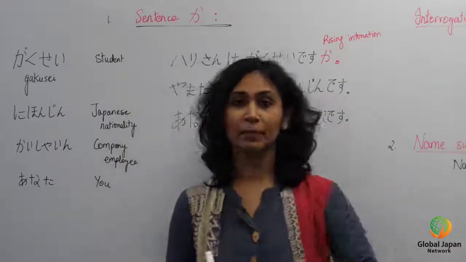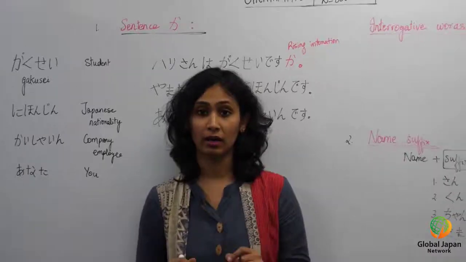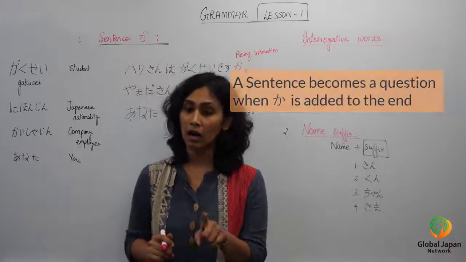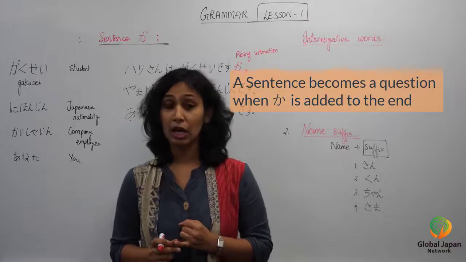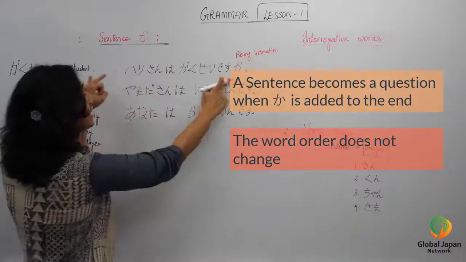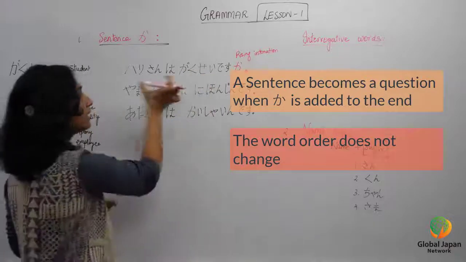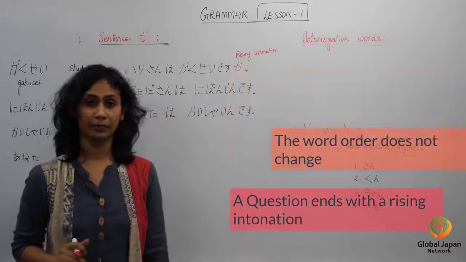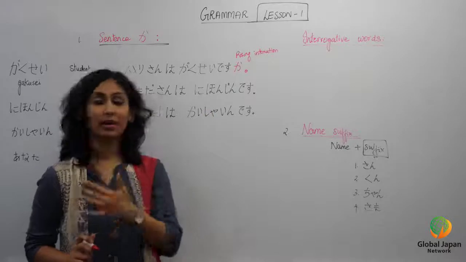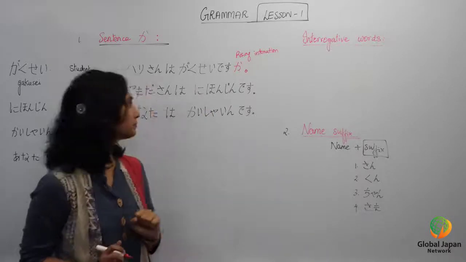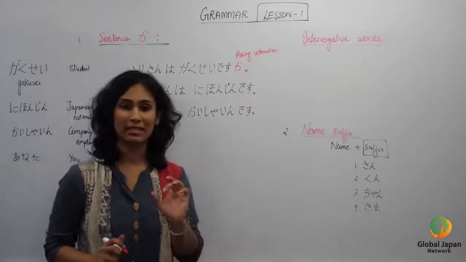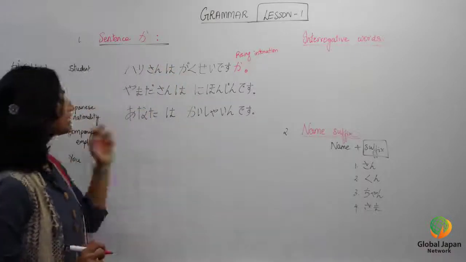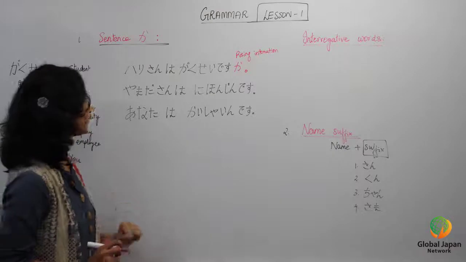Okay, so let me recollect what information I've given about the question particle ka. To make a sentence into a question, you add the question particle ka at the end of the sentence. The word order does not undergo any change. I have not rearranged any word here. And the sentence will end in rising intonation. Using this question pattern, you could make yes-no kind of questions. Like if you want to ask whether a statement is correct or not, you could do that by using this sentence pattern. Let's make the next 2 sentences also into questions now.